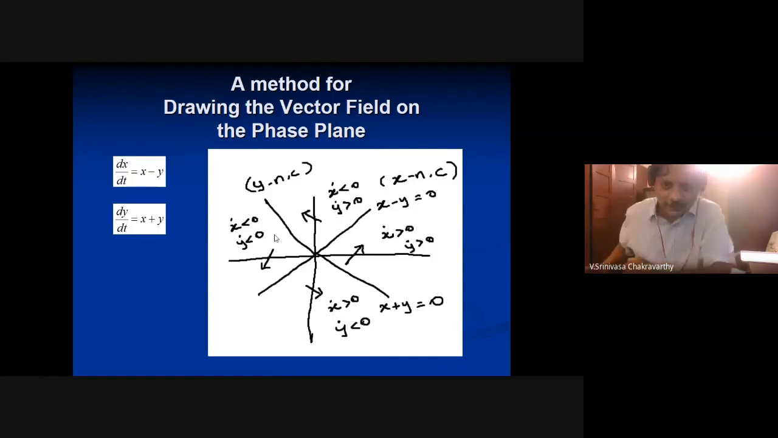Now if you look at the direction, here x dot is negative, so the flow is going leftwards. Y dot is positive, so the flow is going upwards. So the arrow will be like this everywhere. In this part, x dot is negative, y dot is also negative. So flow is going leftwards and downwards. In this part, x dot is positive, y dot is negative. So flow is going rightwards and downwards. In this part, x dot is positive, y dot is also positive. So flow is going rightwards and upwards.